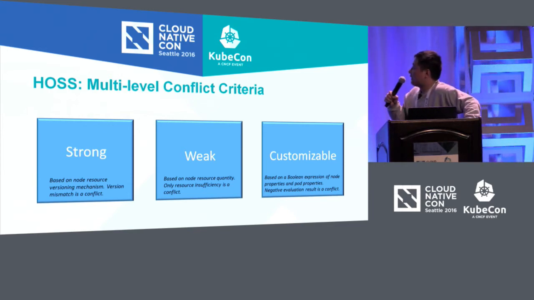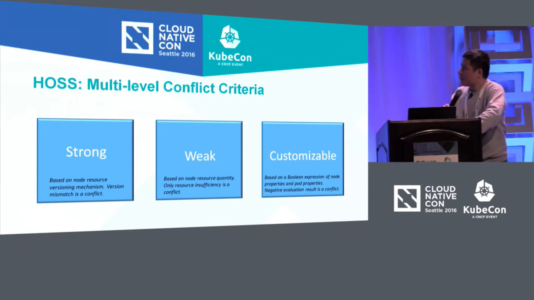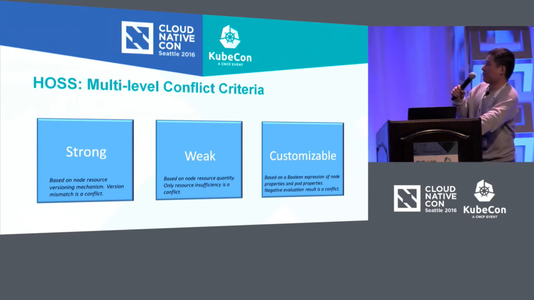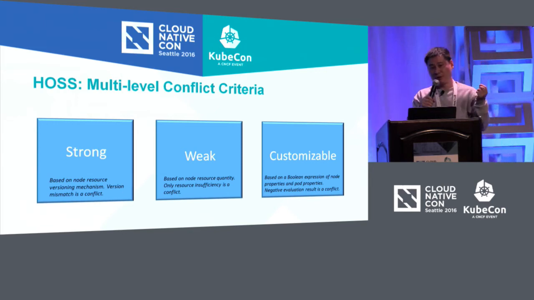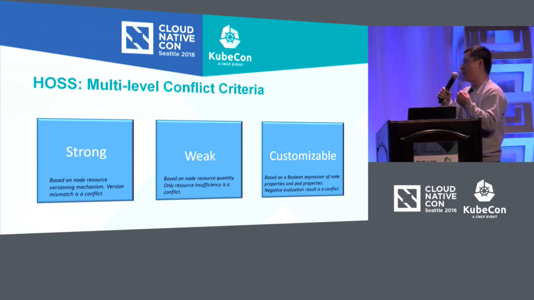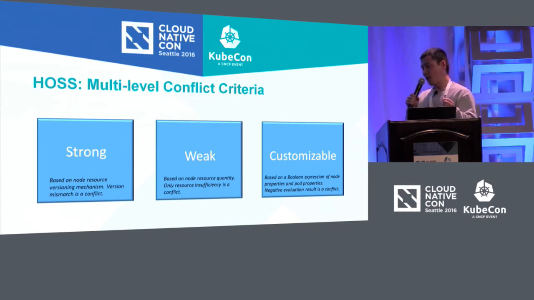It's based on the node resource versioning mechanism. We introduced a new versioning number for each node. The reason we introduce a new version number rather than reuse the existing resource version is because our new versioning number will only change when there are any resource changes, but the existing resource versioning will change every time when there is a heartbeat or something.